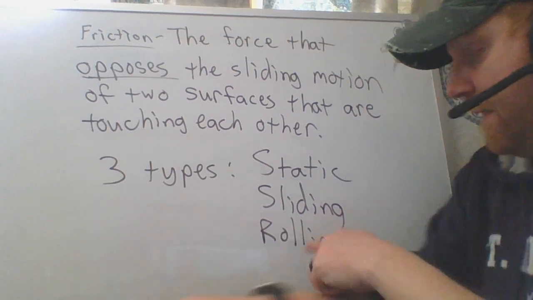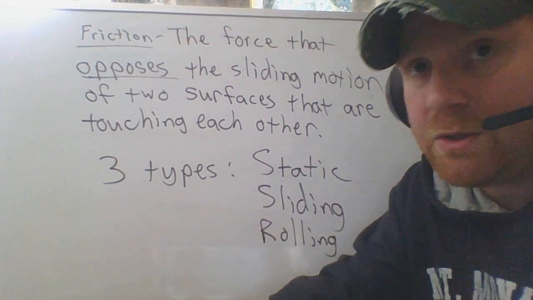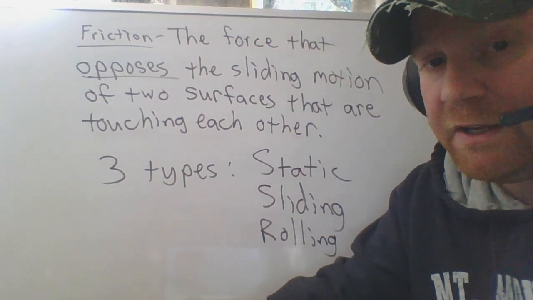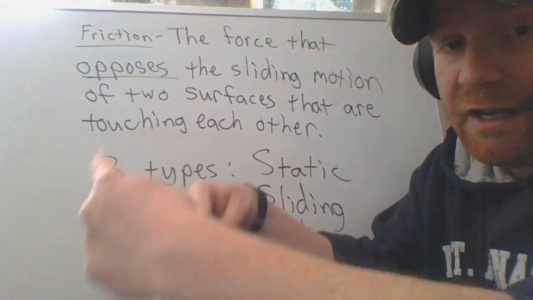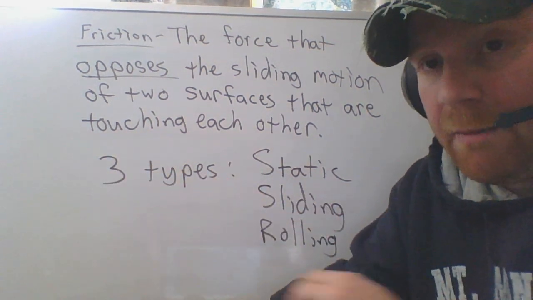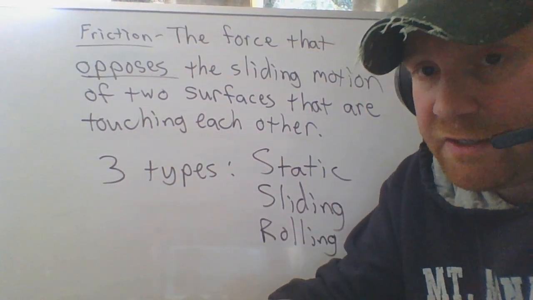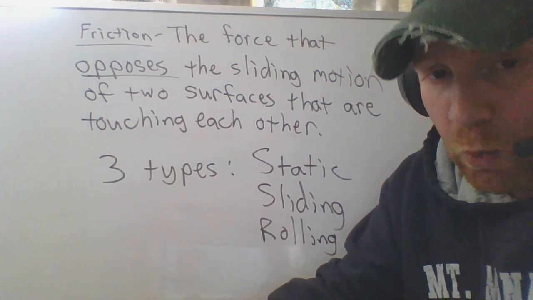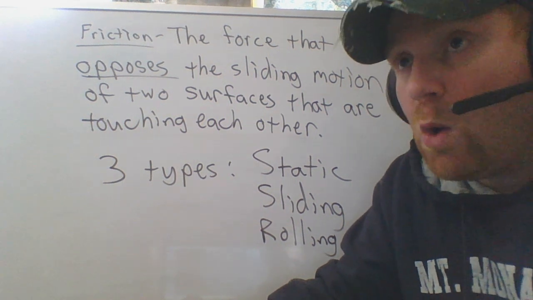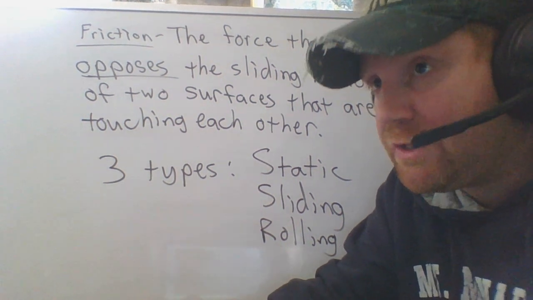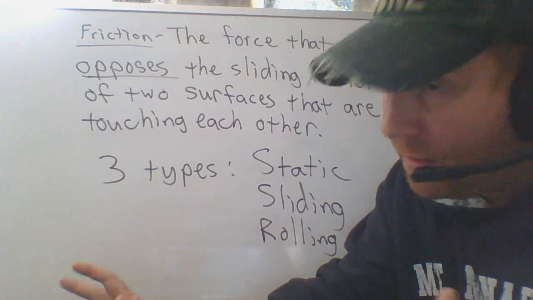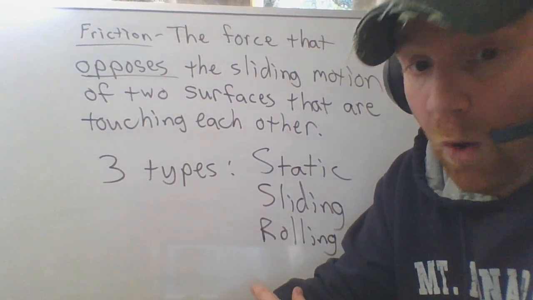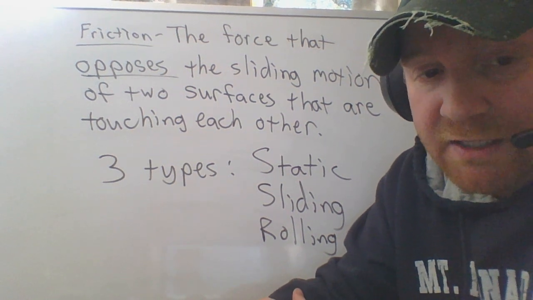The third type is rolling friction. Think about roller skates, roller blades, or tires on a vehicle. Even though they're rolling in a circular motion, they're still coming into contact with another surface. Two surfaces are still touching, so they're going to encounter what's called rolling friction. Rolling friction, as it deals with cars, we use the term traction. And as most of you know, in the winter in New England, we want lots of traction on those tires.